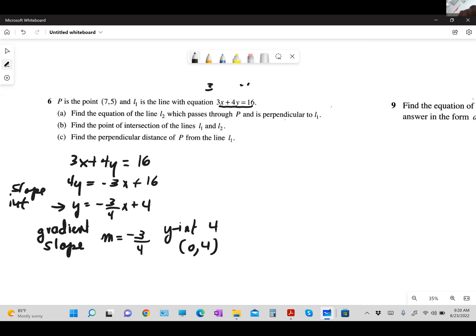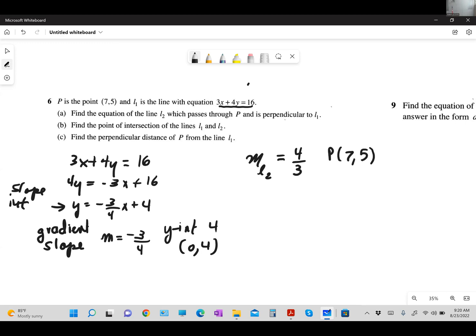But guess what? Line 2 does what? It's perpendicular to line 1 and passes through which point? And do we have enough information now? What would be the slope for line 2? It's perpendicular, right? It would be positive 4/3. Remember, it's the negative reciprocal. You flip it, I guess we could say, and we change the sign. Agreed? And we're going to be using which point? P is (7, 5).